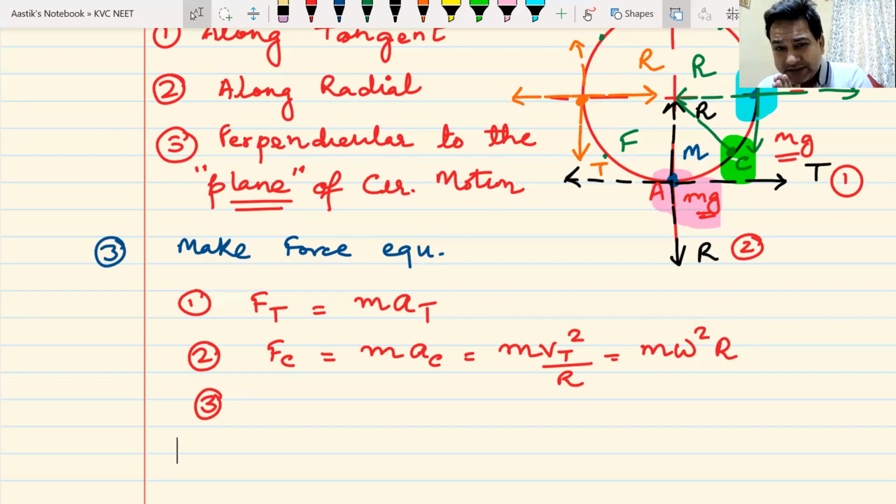In the tangential direction, you will find Ft equal to m into at. In the radial, centripetal direction, you will write the net centripetal force is equal to m into AC, m into Vt square by R, or m into omega square R. What would the third equation look like? Remember, it is perpendicular to the path of the circular motion.